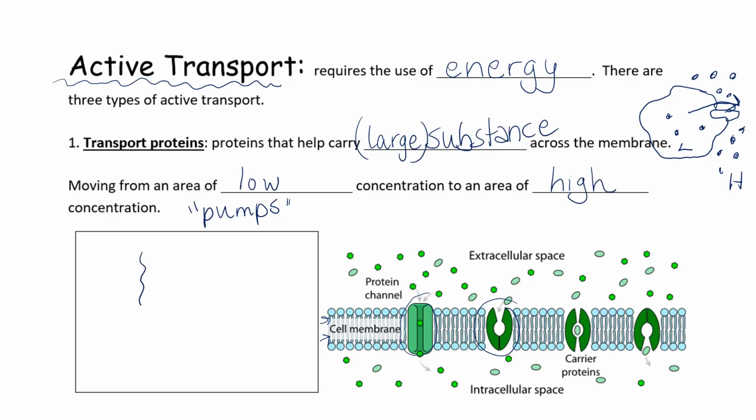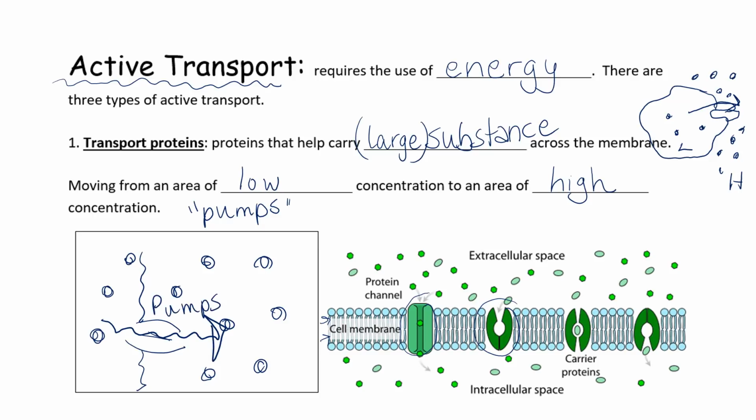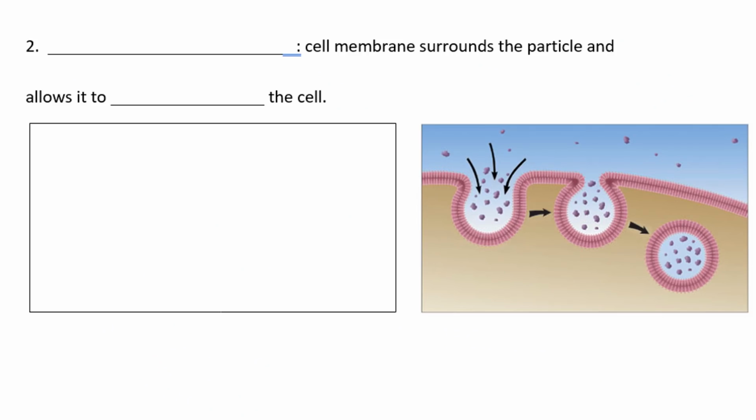So here's the inside of the cell. There's my transport protein. I have some large molecules that I need to get rid of. I have even more on the outside, so it's not going to diffuse out. Instead, it goes against the concentration gradient. It pumps out those molecules, and it uses energy in the process. Okay, so that is one sort of active transport, when the cell uses transport proteins.